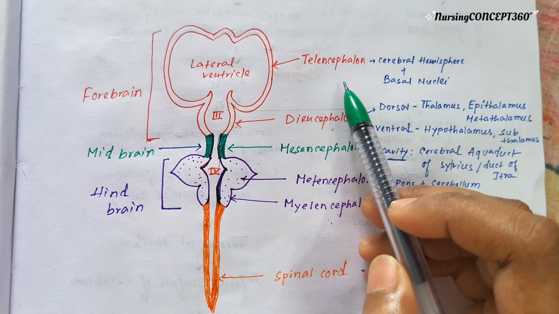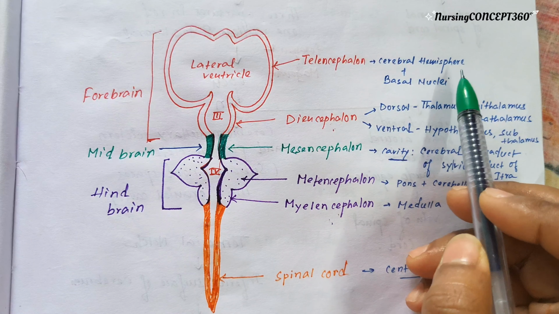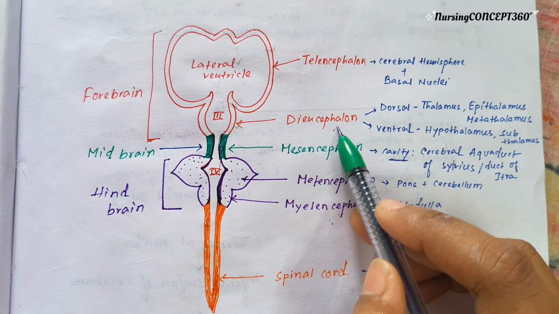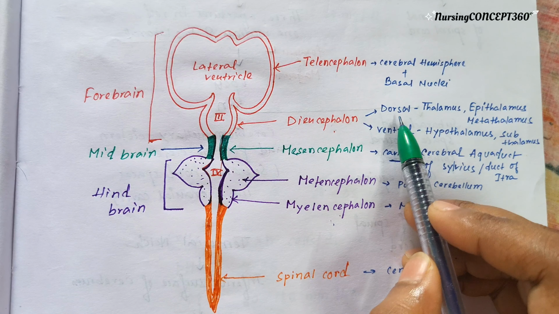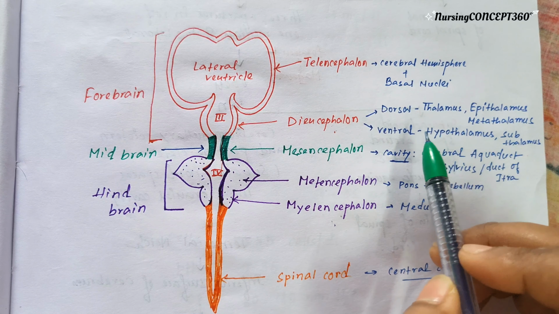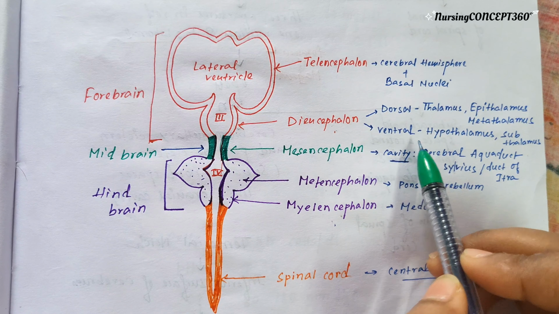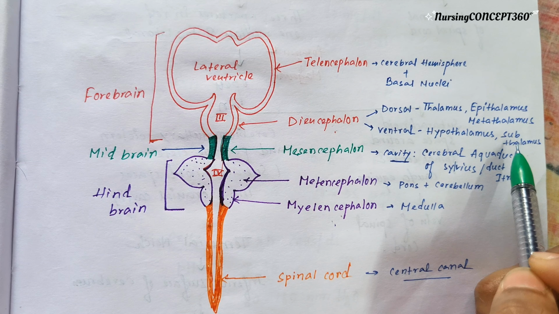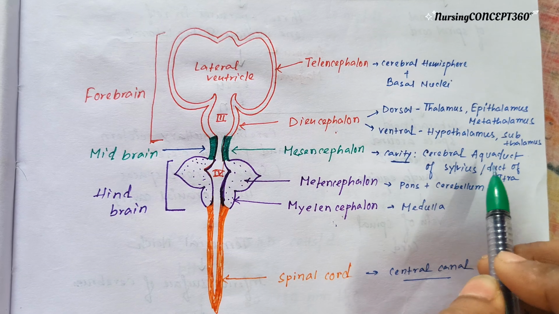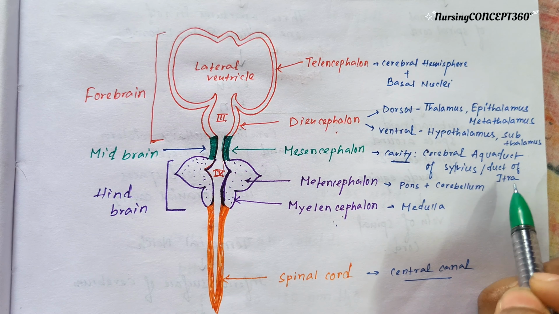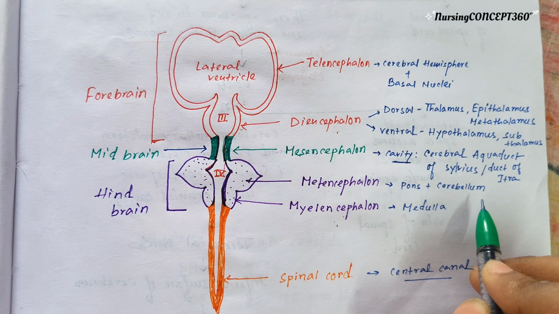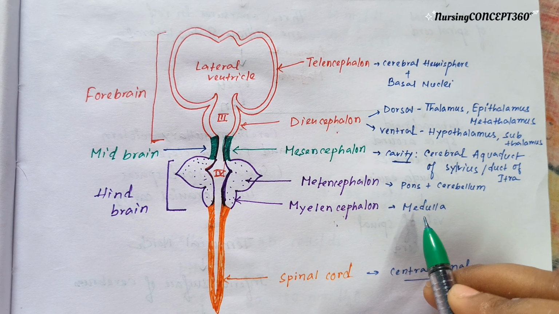Now in the telencephalon there are two cerebral hemispheres and basal nuclei. In the diencephalon, on the dorsal side there are the thalamus, epithalamus and metathalamus, and on the ventral side there are the hypothalamus and subthalamus. In the mesencephalon the cavity is called the cerebral aqueduct of Sylvius or duct of Iter. In the metencephalon there are the pons and cerebellum, and in the myelencephalon there is the medulla.